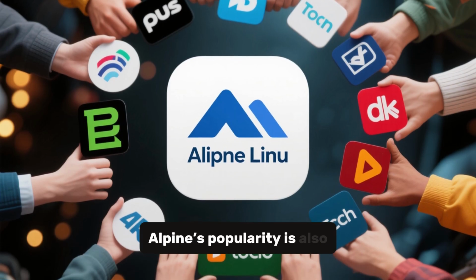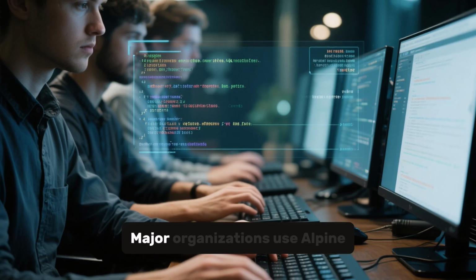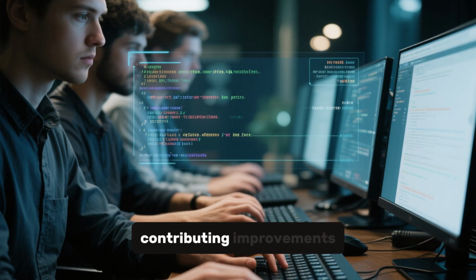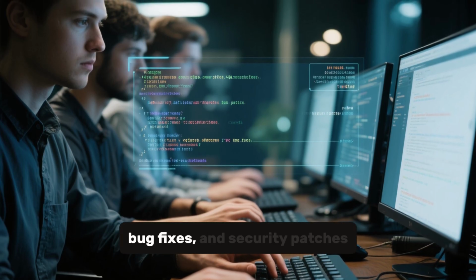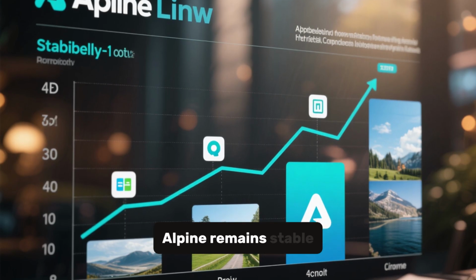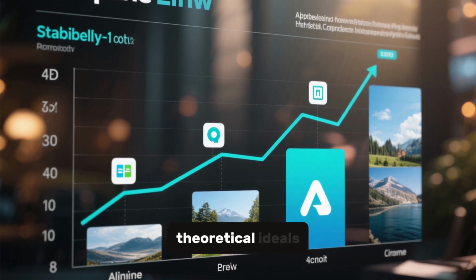Alpine's popularity is also driven by strong community support and corporate backing. Major organizations use Alpine extensively in production, contributing improvements, bug fixes, and security patches. This ecosystem ensures that Alpine remains stable, up-to-date, and aligned with real-world needs, rather than theoretical ideals.